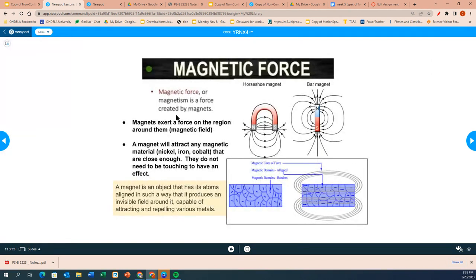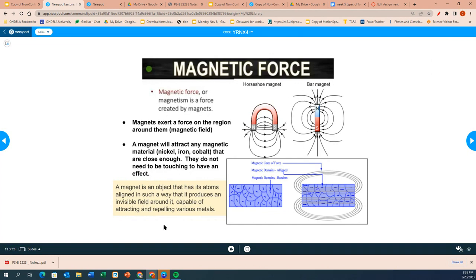Magnetic force of an object is caused by magnets. Magnets exert a force in a region called the magnetic field, and you can see these magnetic field lines. They kind of curve from north to south. If you've ever seen a bar magnet submersed in oil with some metal filings in there, you can see the magnetic field. A magnet will attract any magnetic material like nickel, iron, or cobalt that is close enough. They do not need to be touching it to have an effect.